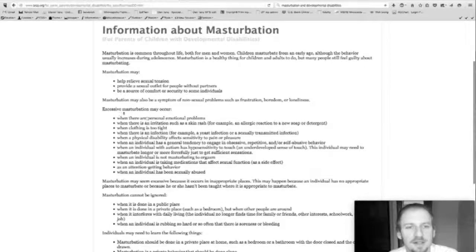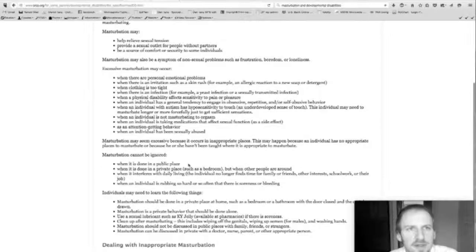And here's a list of why excessive masturbation may occur. Here's one: when clothing is too tight, when there is an irritation such as a skin rash, when there is a personal emotional problem, when a physical disability affects sensitivity to pain or pleasure, when there's an infection. And they go on to give more reasons here.